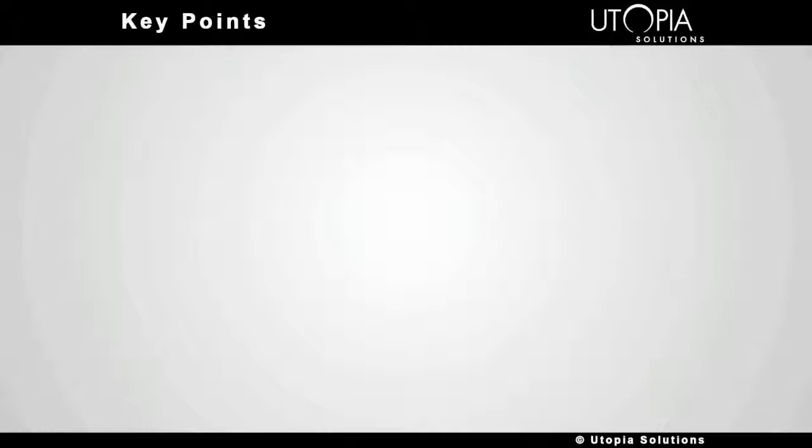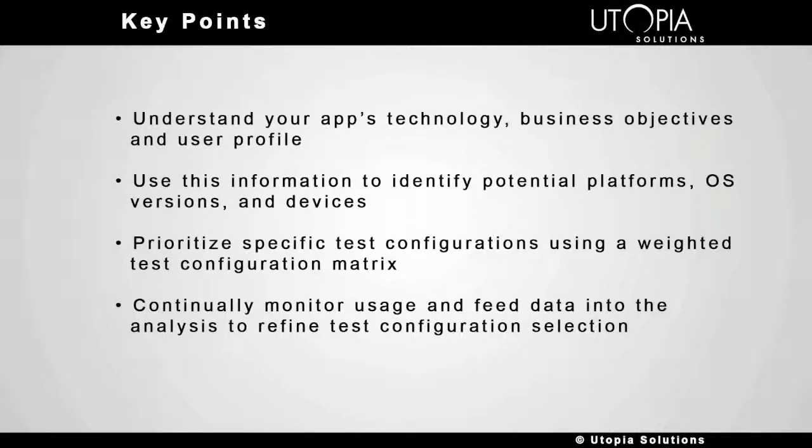So to summarize key points, we want to understand our app's technology, business objectives, and user profile. We want to use this information to then identify potential platforms, OS versions, and devices that we may need to consider. Then we want to prioritize those potential test configurations using a weighted test configuration matrix. Finally, we want to monitor usage of our app so we can continually refine our analysis and prioritization to make sure that we're testing the appropriate test configurations.